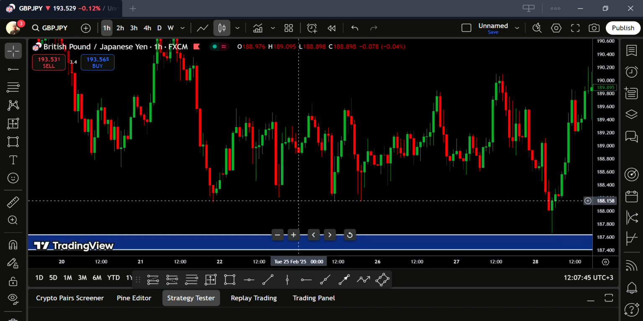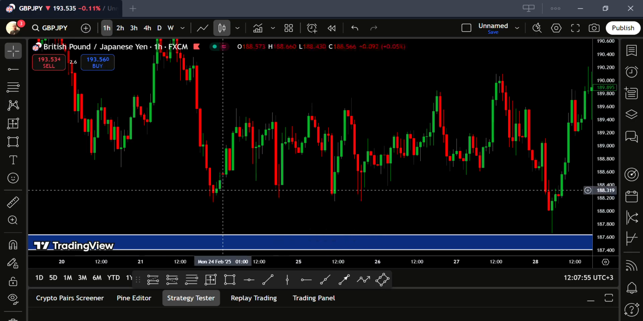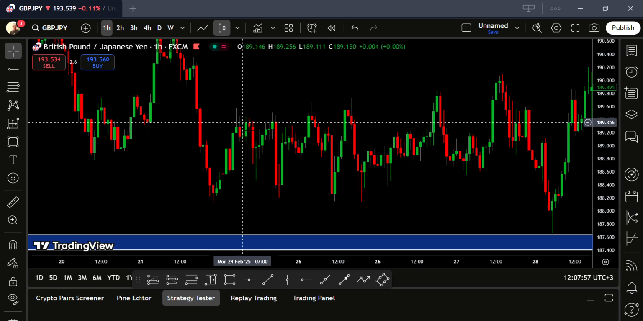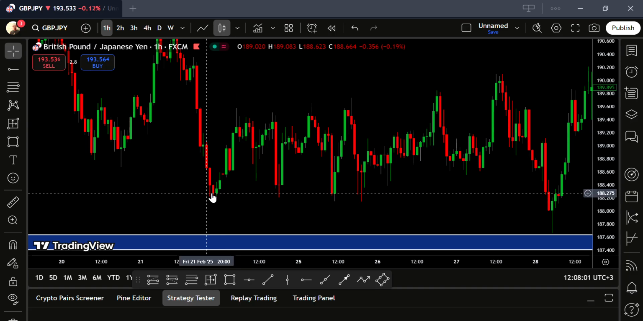This is GBP JPY on the screen, and this is going to be a comprehensive guide on how to trade a consolidation with support and resistance. This is the 1 hour time frame. So if you're marking your support and resistance on the 1 hour, you're going to be trading below the 1 hour.